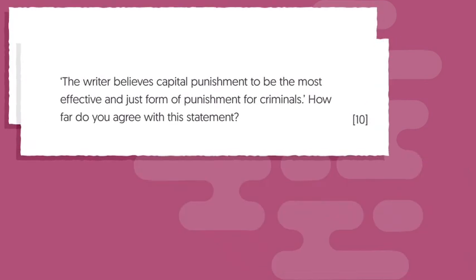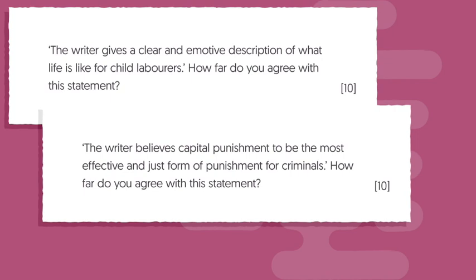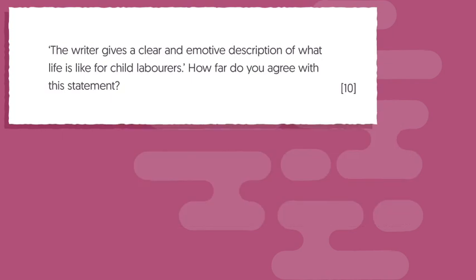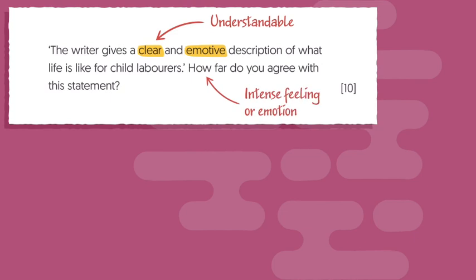The next thing to note applies to both example questions. We'll just focus on the first one for now, though. In this statement, you're given two key words: clear and emotive. These are two separate adjectives or describing words. Clear means something is understandable, and emotive is defined as the ability to arouse intense feeling or emotion.